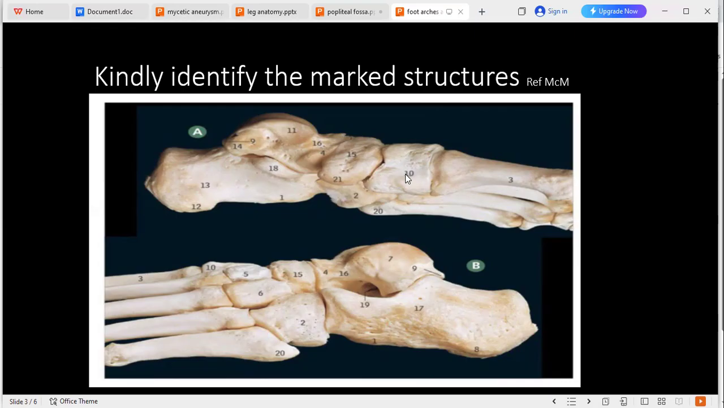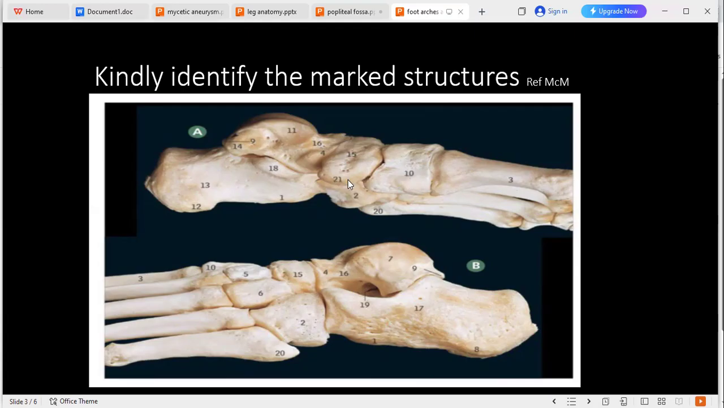This is the medial cuneiform. Very good. 15. This is the body of navicular. Neck of, please tell me, this is the navicular bone, and that was the neck of it. This 21 was tuberosity of the navicular.